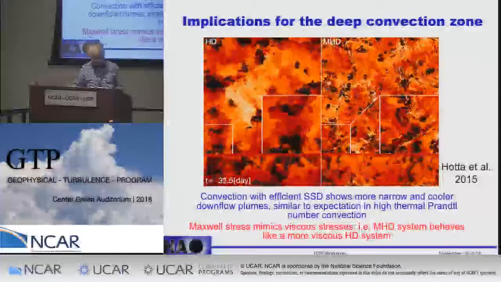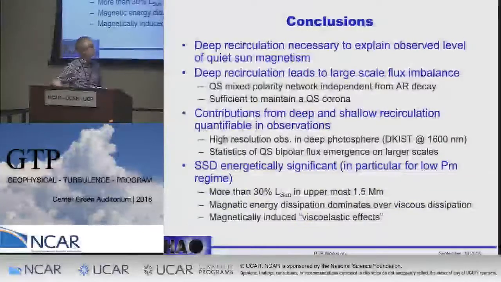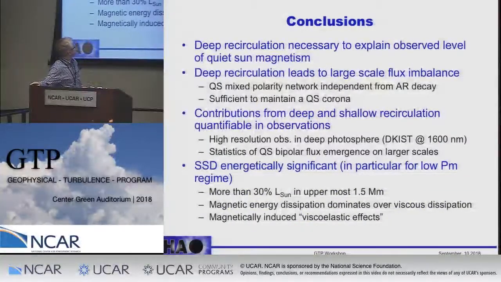Okay, that brings me to my conclusion. The deep recirculation is necessary to explain the observed level of quiet sun magnetism, but going beyond just a single number to compare with observations, it has other consequences, like the deep recirculation leading to a large flux imbalance. Since having stratification, magnetic field is brought up from deeper layers, that automatically leads to horizontal expansion, which introduces larger scales even in the photosphere.